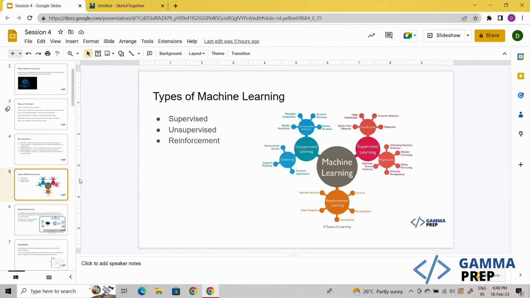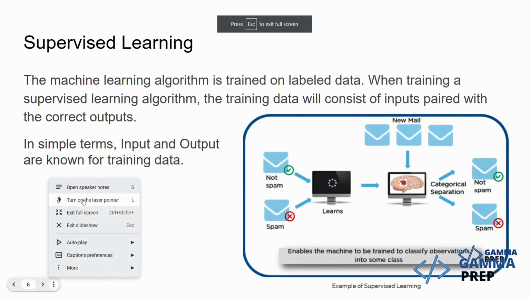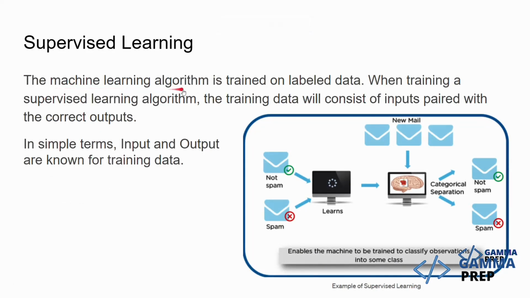Okay, so that's pretty much about supervised learning. So let's read a bit on supervised learning. The machine learning algorithm is trained on labeled data. Labeled data essentially means we have X and Y both. When training a supervised learning algorithm, the training data will consist of inputs, that is X, paired with the correct outputs, that is the Y.